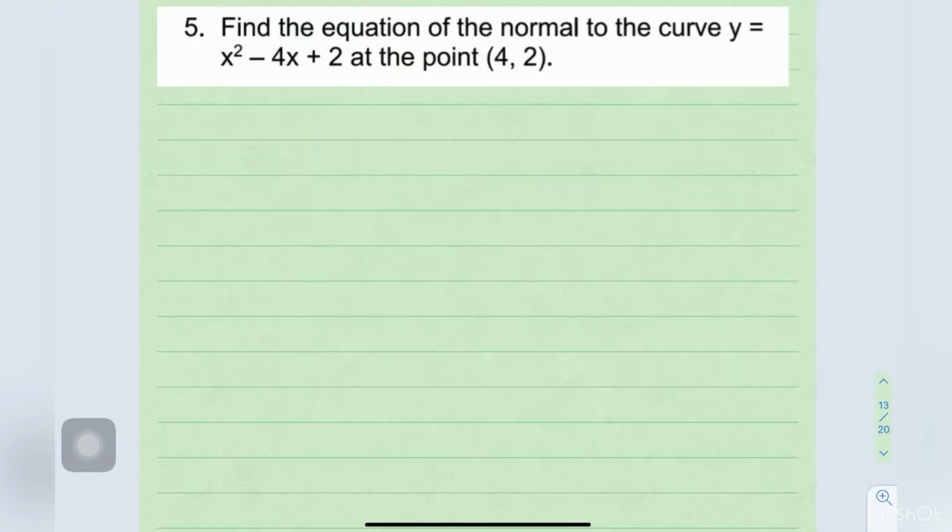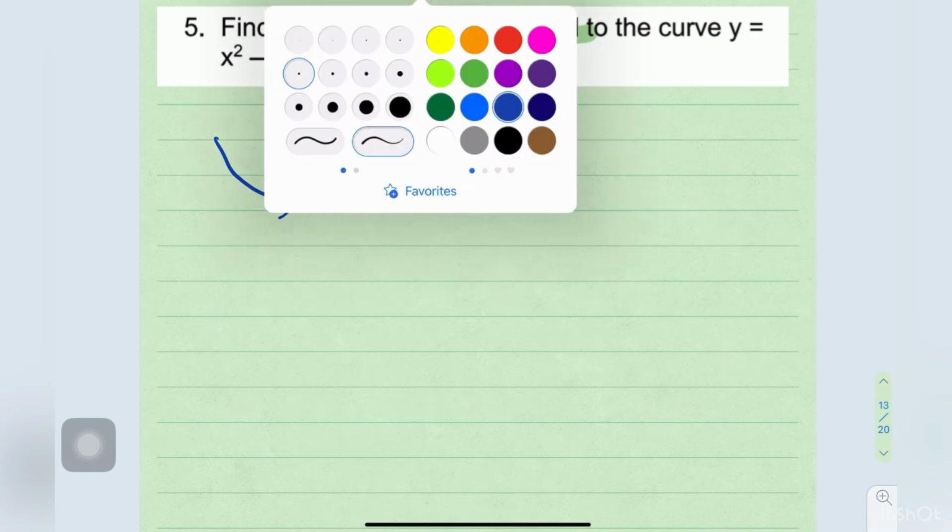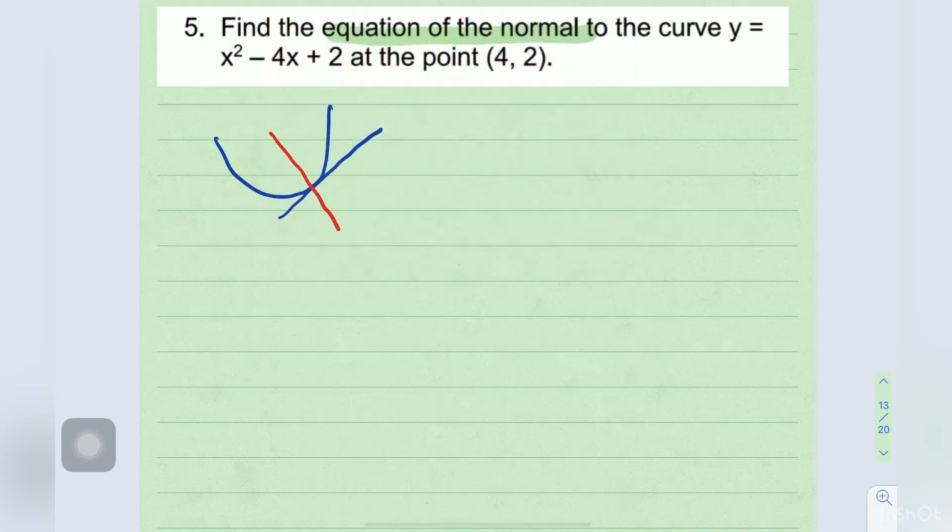Okay, next question number 5. Find the equation of normal. Okay, so previously we have curve and tangent. Normal always 90 degree. Okay, so this is normal. Normal is also straight line. So equation of normal is y equals to mx plus c as well. But the m is gradient of normal.